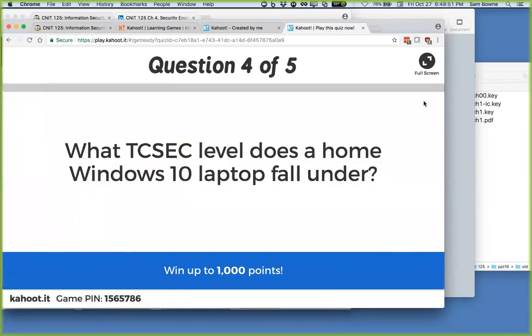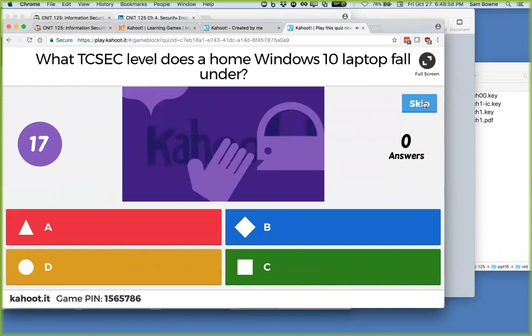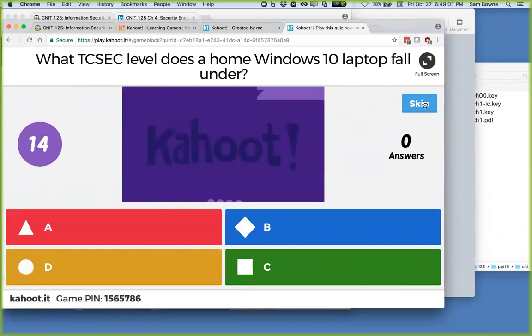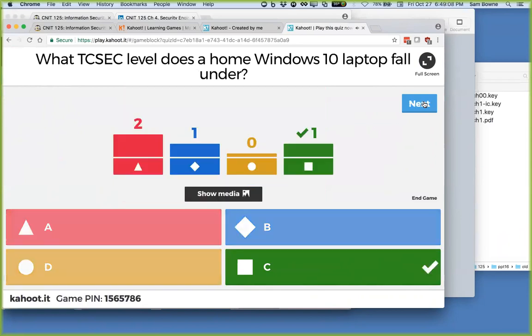Now, what's the TCSEC level for a home Windows 10 laptop? All right, we're all over the place. A is the highest level, and Windows 10 in a home user certainly doesn't have that. It's C. D is the lowest level, and Windows 10, because it's based on Windows NT, does have some degree of access control that brings it up to a C.